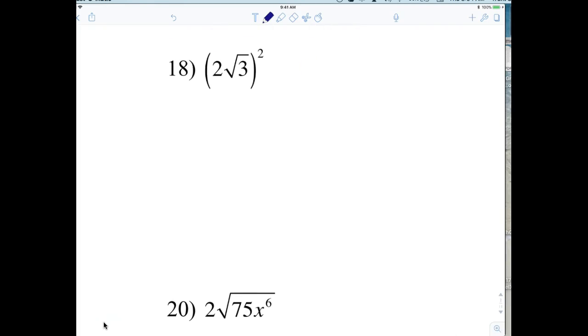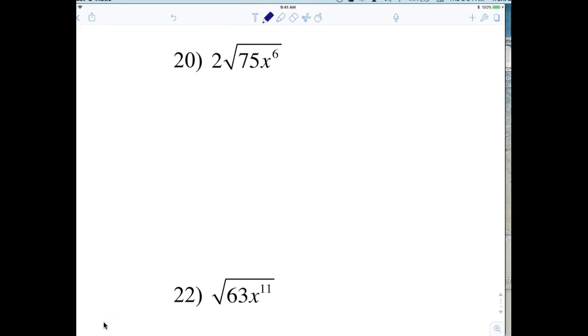Okay, this one be careful with. All right, 2 squared is 4. Square root of 3 squared is 4 times 3 is 12. Again, notice the difference. There's no addition or subtraction there. All right. So what about 20? All right. So right, 25 times 3, so it'd be 10x cubed radical 3. Everybody good?